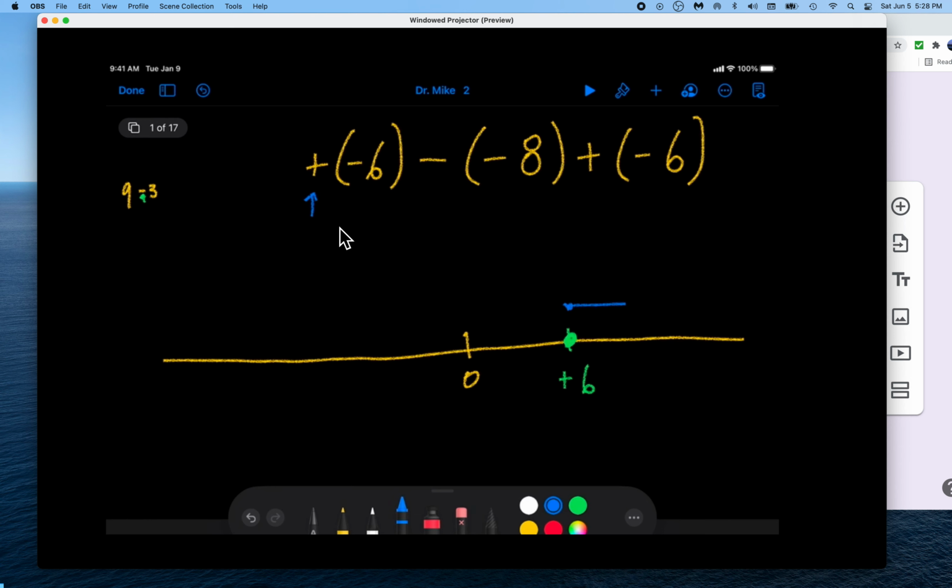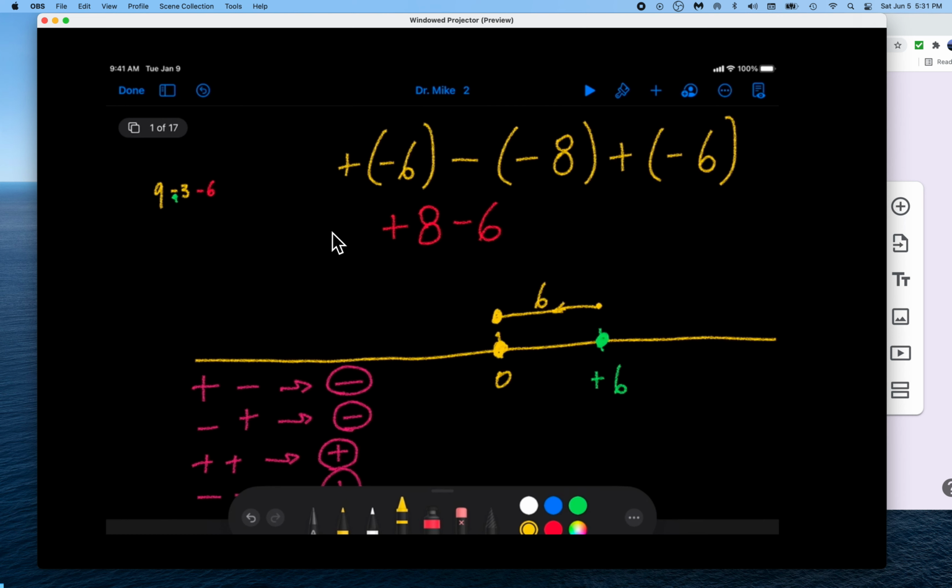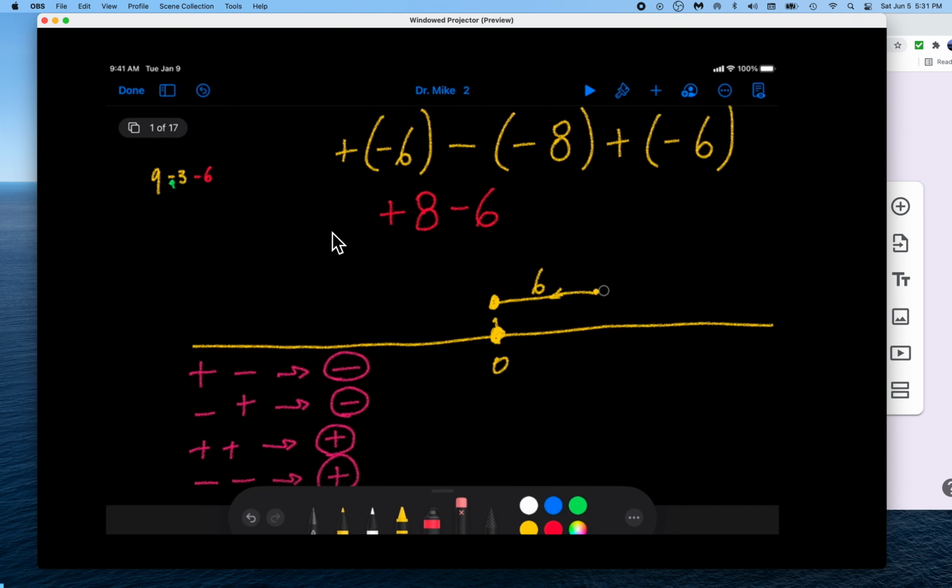Oops, I didn't mean to do that. Let's see if I can undo that. Okay. Good. We are now at 0, right here. Once we're at a new location, we forget the old location. We're done with it. We forget even how we got there. Now we're at 0. By the way, we're done with this too.